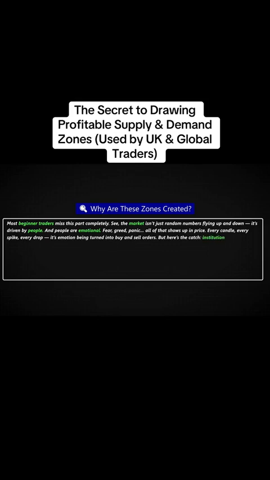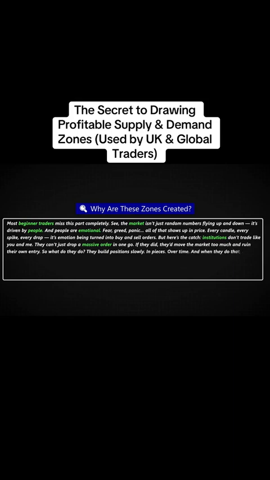But here's the catch. Institutions don't trade like you and me. They can't just drop a massive order in one go. If they did, they'd move the market too much and ruin their own entry. So what do they do? They build positions slowly, in pieces, over time. And when they do that, it creates imbalances. Areas where price shoots away fast, leaving behind unfilled orders.